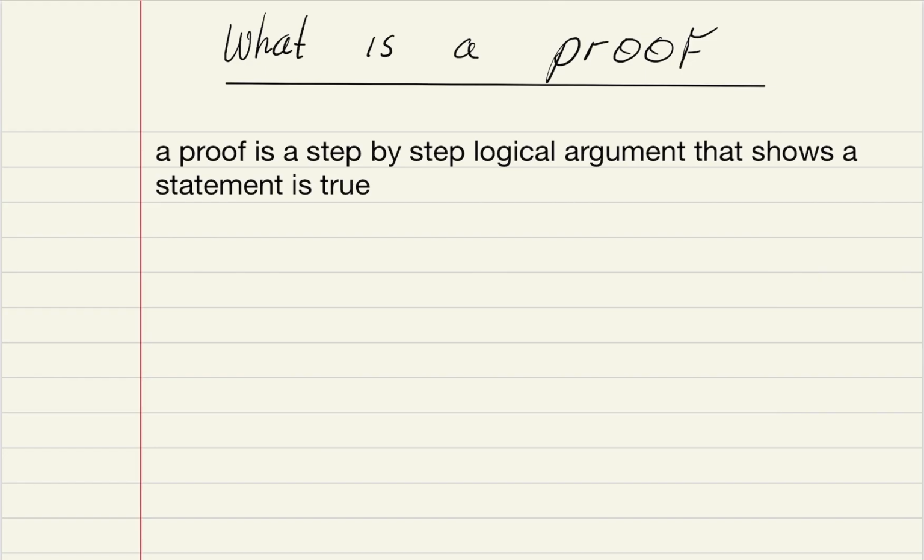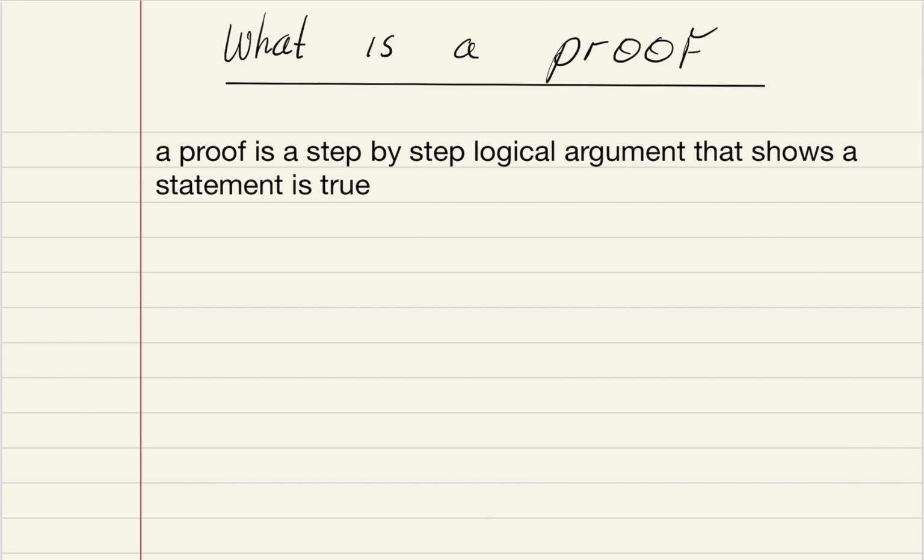So what is a proof? A proof is a step-by-step logical argument that shows that a statement is true. So you have to go through certain steps to validate or give reasons as to why the statement is true. I'm going to be using an example of a two-column proof. I'm not going to go into detail exactly how it works in this video, but I will be creating another video. So let's go ahead and start.